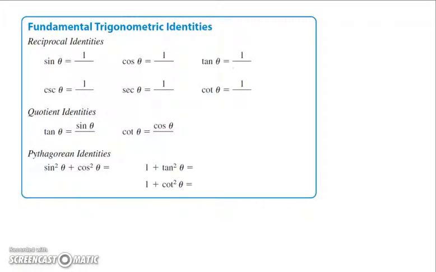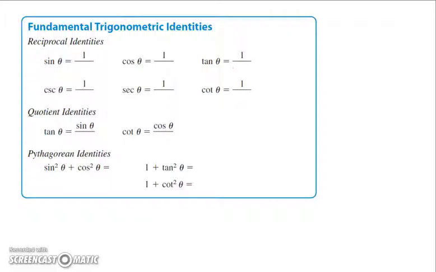Alright, so the last thing that we're going to talk about in this video are some fundamental trig identities. So these are things that are true no matter what the angle is, and they might help us solve some problems here and there. They're not absolutely necessary, but they might make our lives a little bit easier. So the first ones are ones that we've actually already talked about earlier, and it's the fact that some of our trig functions are reciprocals of each other.